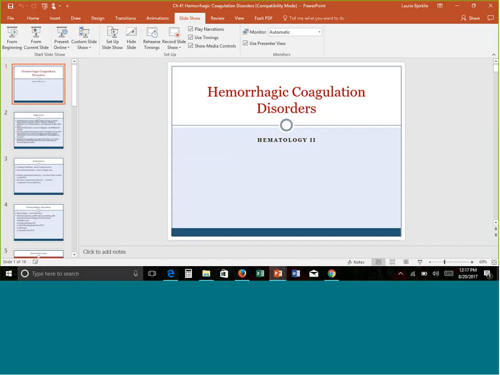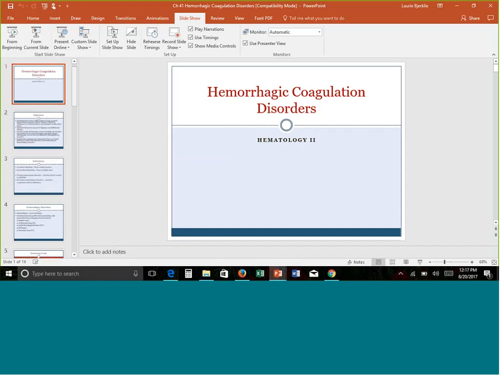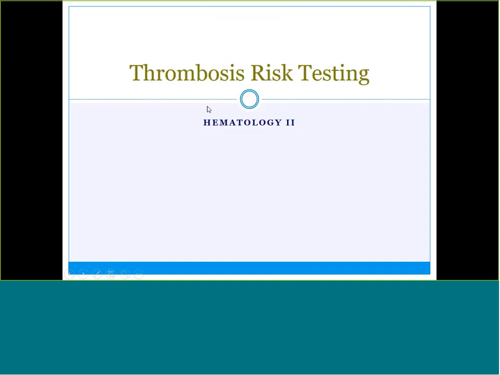The most important things to take away from this is knowing your von Willebrand disease and knowing your hemophilias. So that is by far what I am going to be really focused on out of this PowerPoint. Okay, let's switch over to the opposite end of the spectrum with clotting and go to thrombosis risk testing, all about clotting.